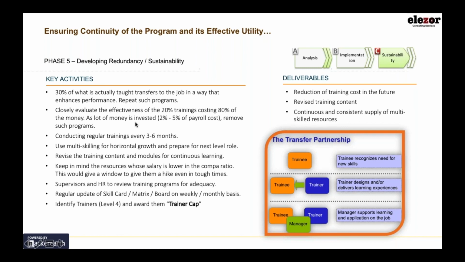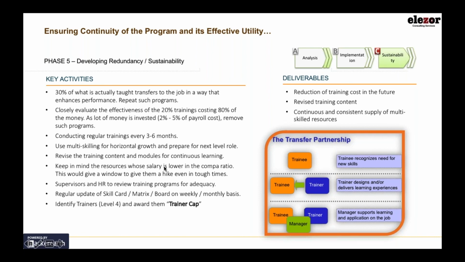And then you start working on your retention policy to ensure that the people who have finally got into the pipeline stay in the pipeline, right? So do a few activities over there, like use multi-skilling for horizontal growth and prepare for next level roles. This can help you do the career pathing. Revise the training content and modules for continuous learning, because 30% of what is actually taught transfers to a job and enhances performance. So repeat such programs, and make sure those training modules and contents are revised continuously.